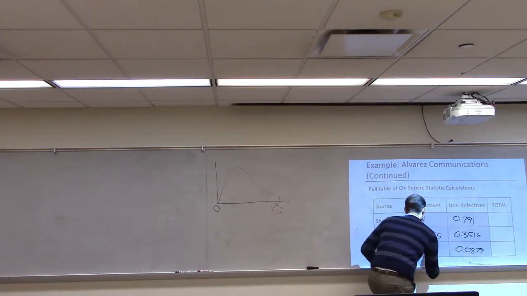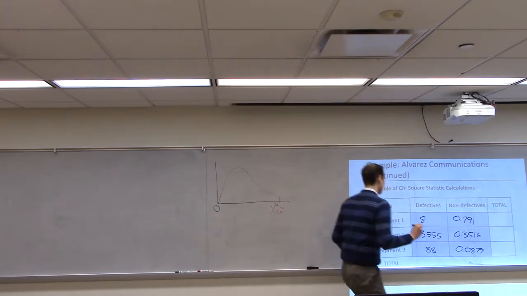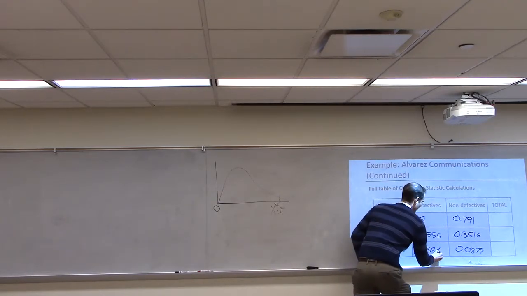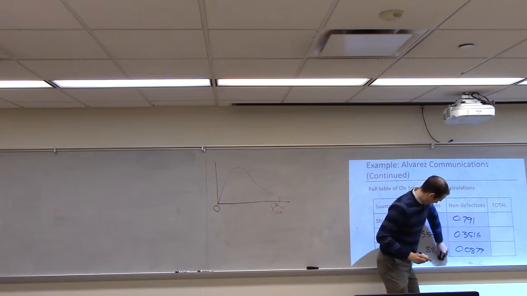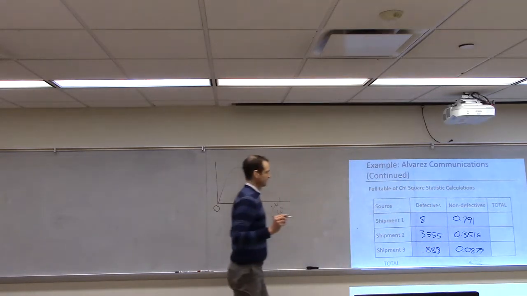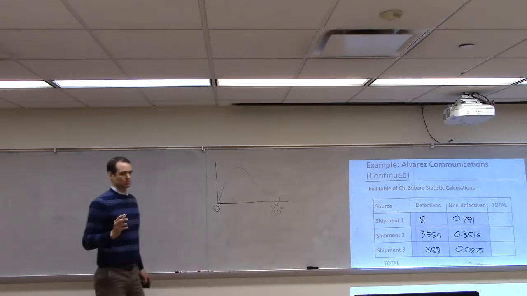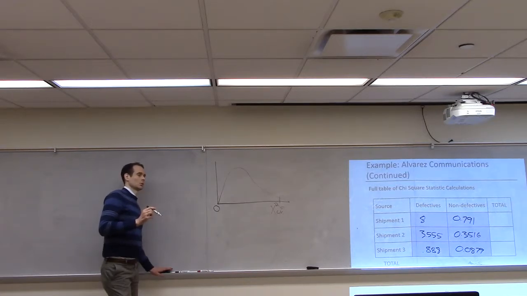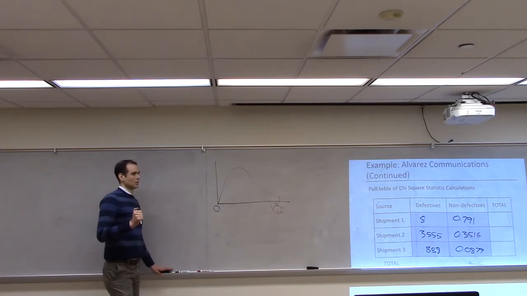Anyone have this one? 0.88. That top one is not 8. No, that's correct. I got a different number. 6 take away 18 is negative 12, right? Squared, that's 144 divided by 18. Yeah, that's right. Alright, are these all close, roughly?